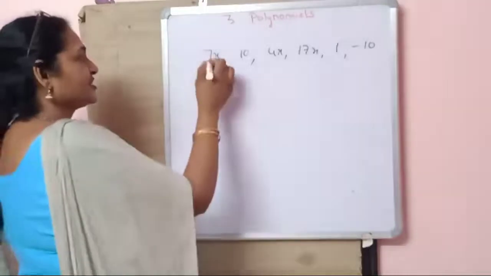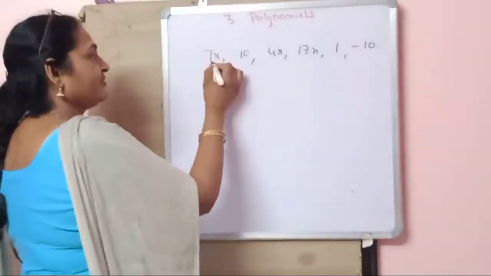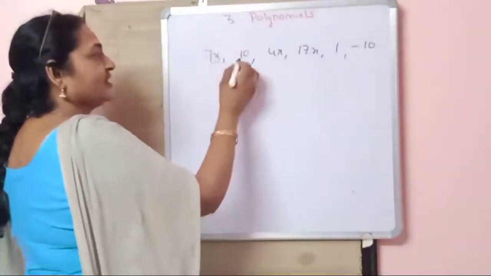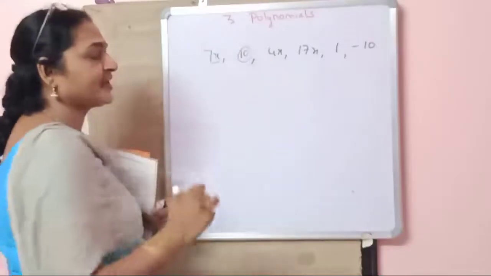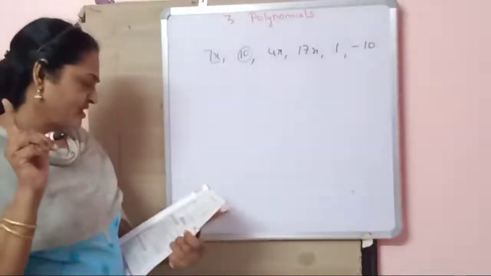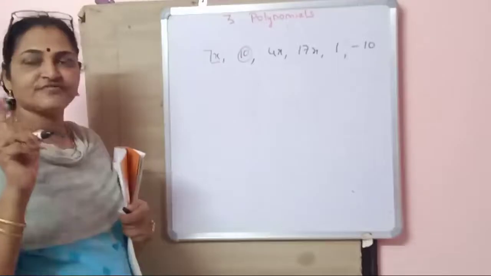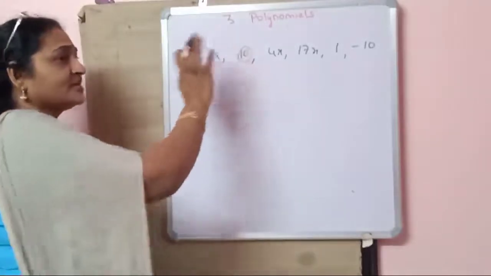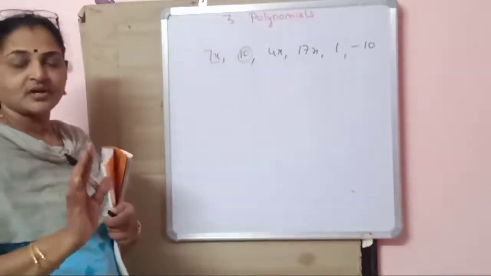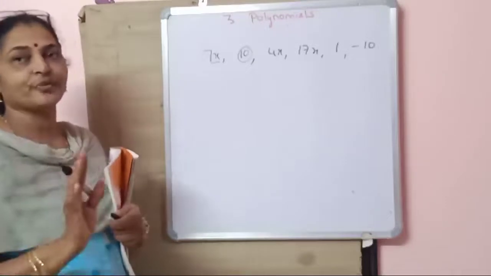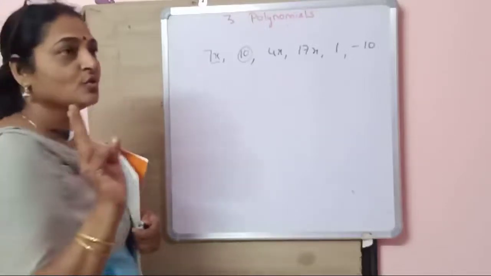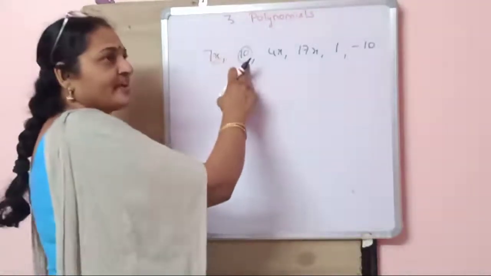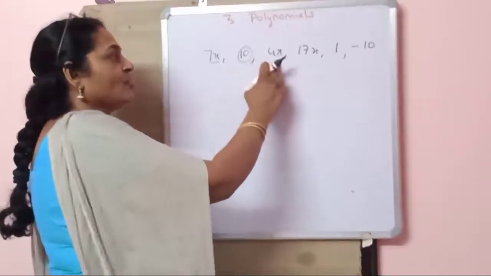Sorry, extremely sorry students. Here only one term is there. Here the term is 7x, degree is 1. Here 10 is only one term. It is also a monomial. And the degree of this 10 is 0. This is called a constant polynomial. Constant polynomials are those polynomials where degree is equal to 0. As there is no variable, therefore the degree of 10 will be 0.